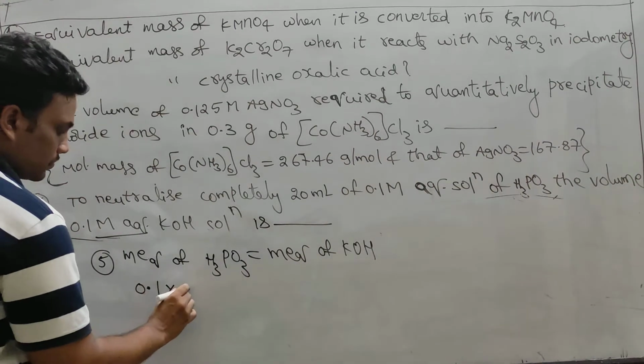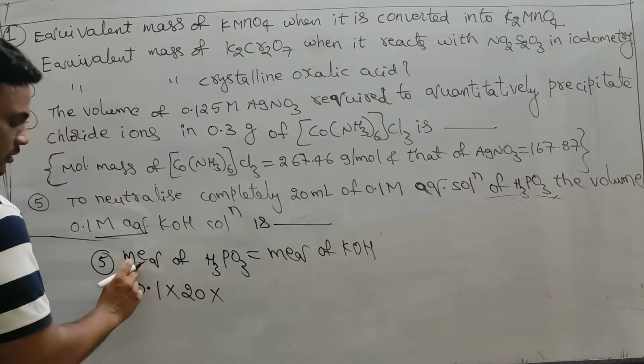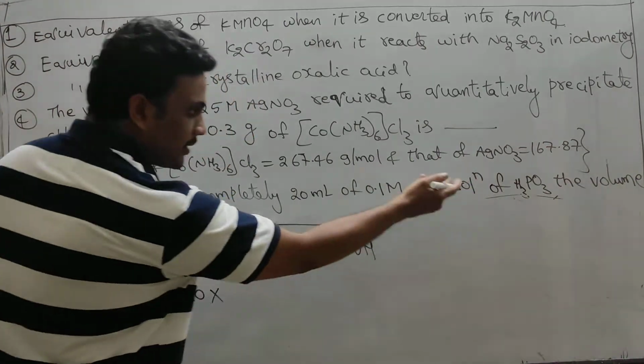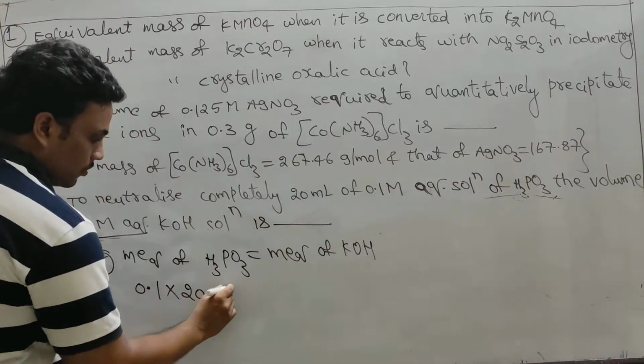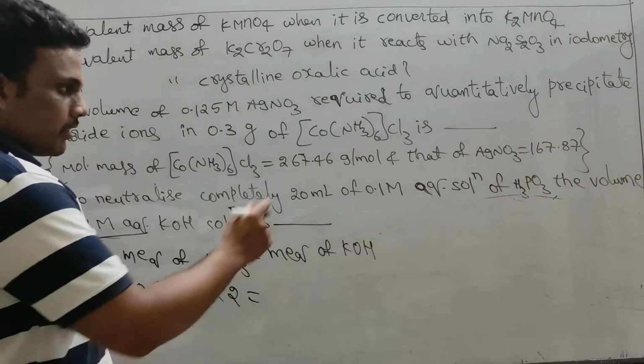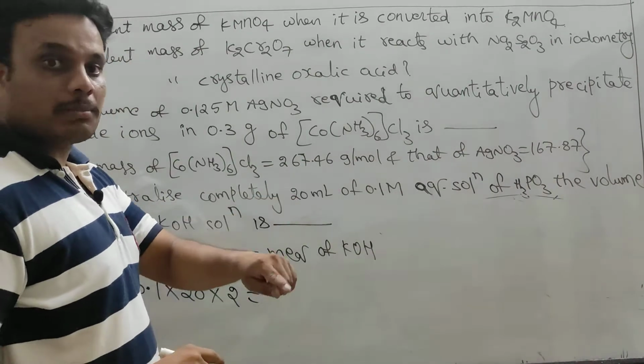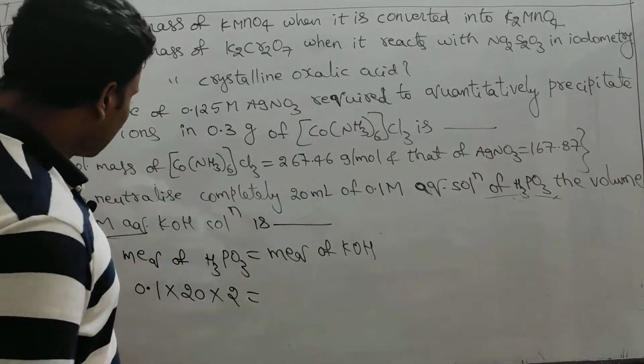Molarity into volume, 20 in mL, that's why it is milli equivalent. And n factor, what is the n factor of H3PO3? You know, that is 2. In the very first class I taught this, equivalent mass, class 1, lecture 1.